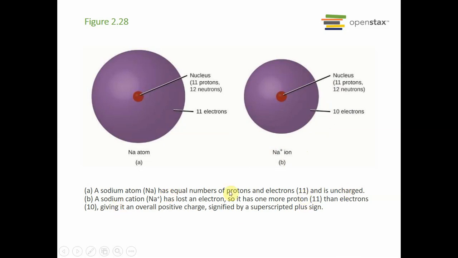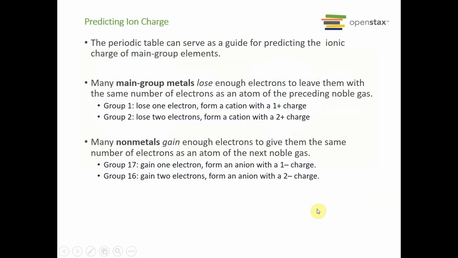Okay, the number of electrons is 11, it is uncharged. B is a sodium cation, it has lost an electron, so it has one more proton than electrons, giving it an overall positive charge signified by the superscripted plus sign. The periodic table can serve as a guide for predicting the ionic charge of main group elements. Many main group elements lose enough electrons to leave them with the same number of electrons as an atom of the preceding noble gas.